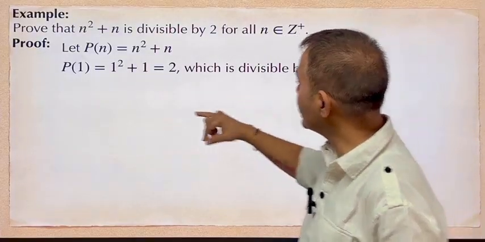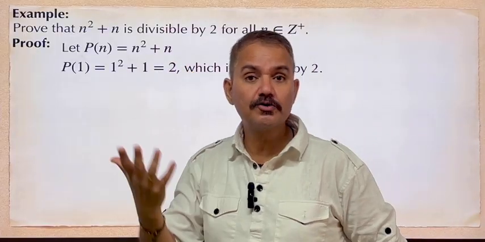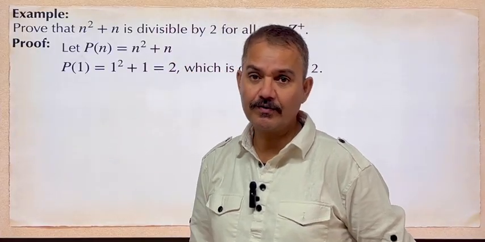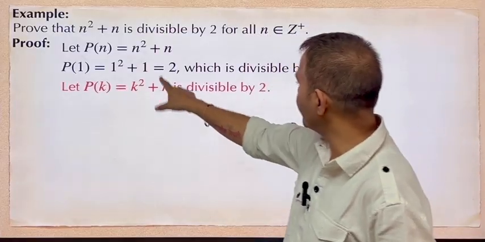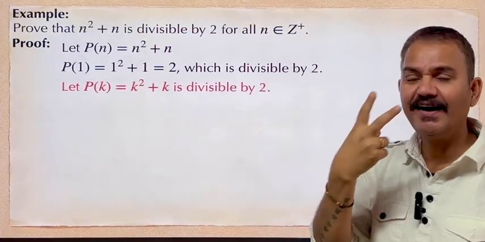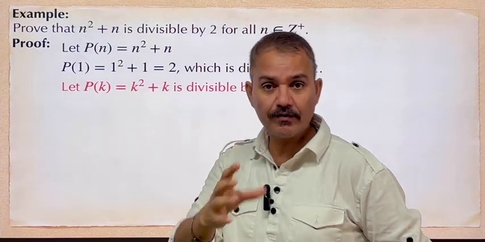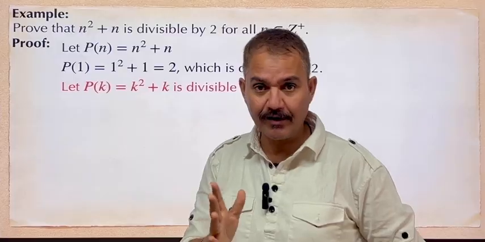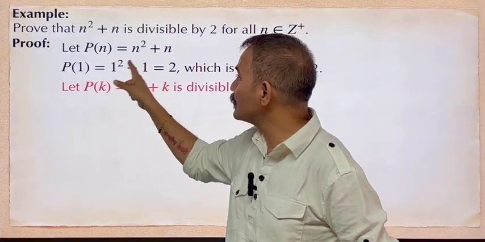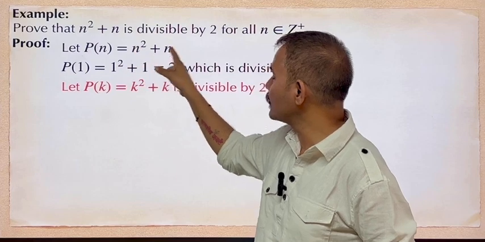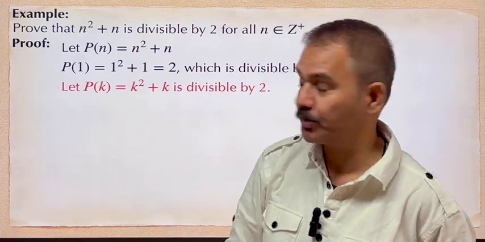Now we assume that this statement is true for a general value of n, which we assume as k. So let P(k), which is k squared plus k, be divisible by 2. When you have assumed it is divisible by 2, this is a result that you can use anywhere. And what do you need to prove? You need to prove that when n is equal to k plus 1, then (k plus 1) squared plus (k plus 1) is also divisible by 2.